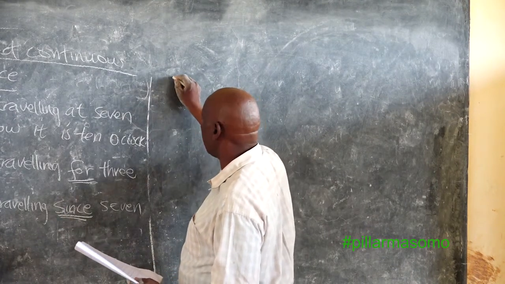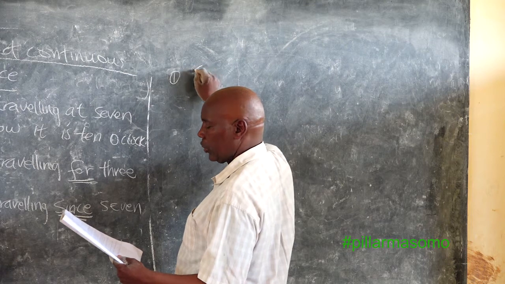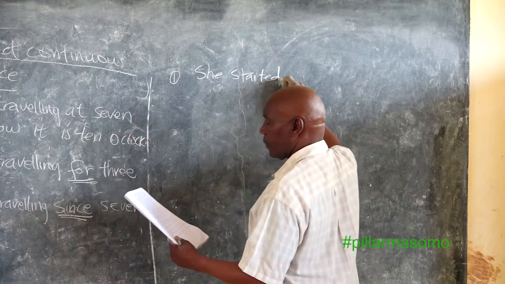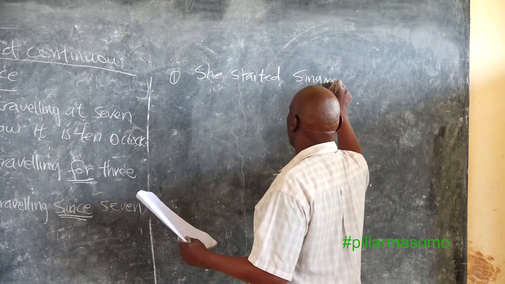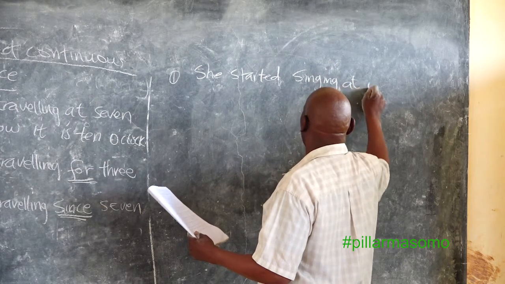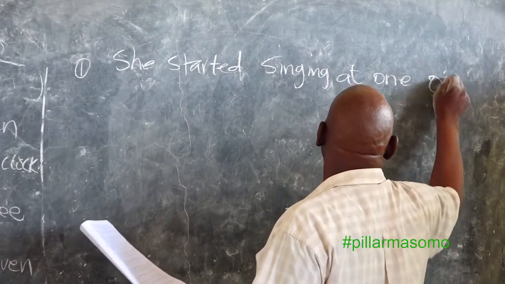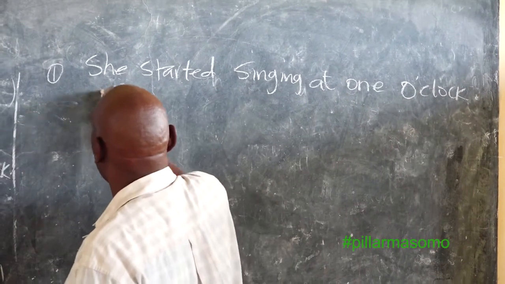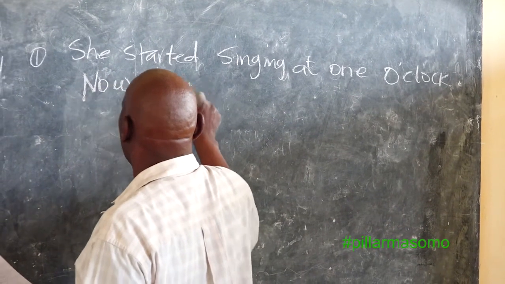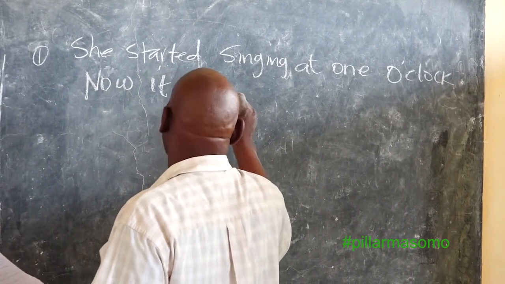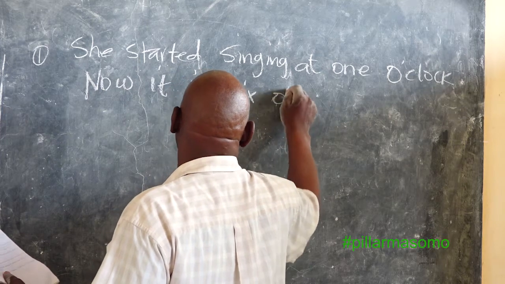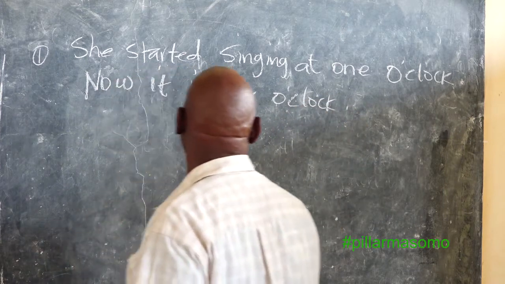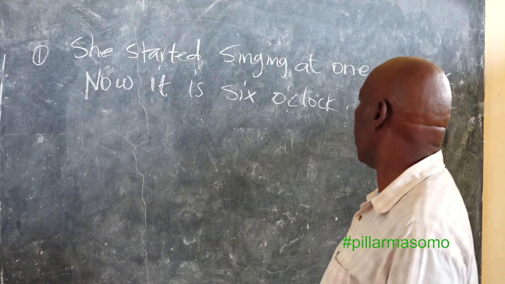I have a pair of sentences here to write. She started singing at 1 o'clock. Now it is 6 o'clock. She started singing at 1 o'clock, now it is 6 o'clock.